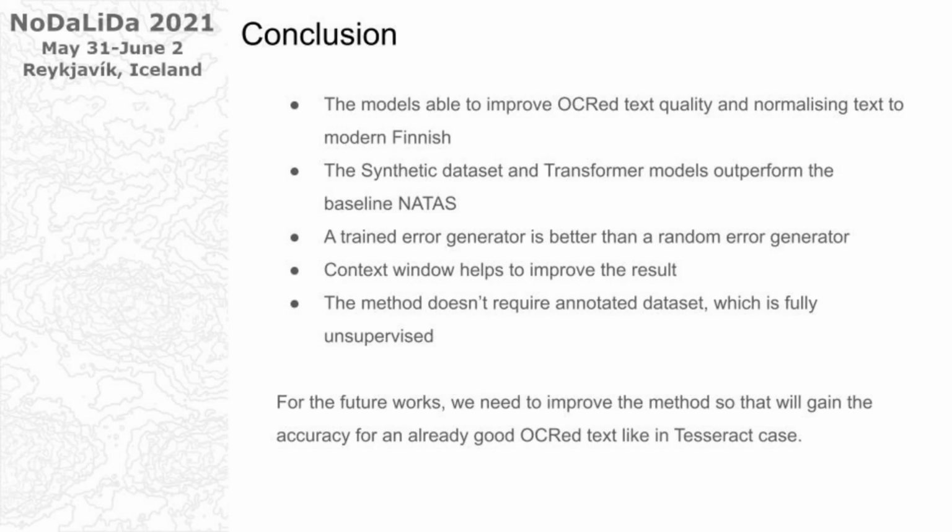So in summary, our method is able to improve the OCR text quality, and it can also normalize text to modern Finnish. The synthetic dataset and transformer models outperform the baseline, and it has great potential for further research. A trained error generator is better than a random error generator. Context windows improve the results. The method doesn't require annotated datasets, which is fully unsupervised.